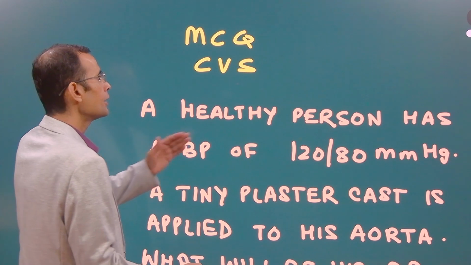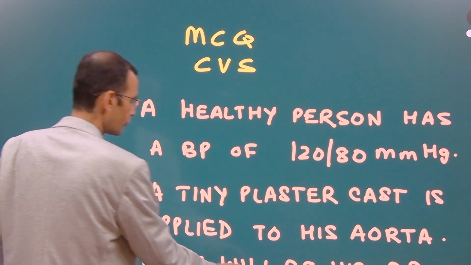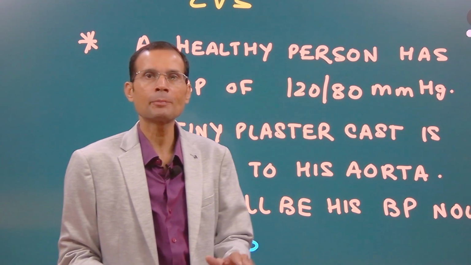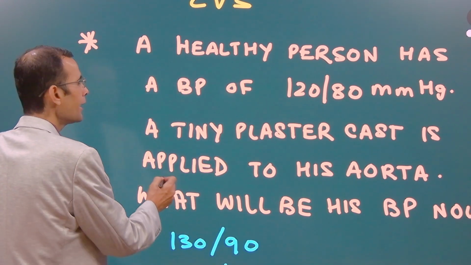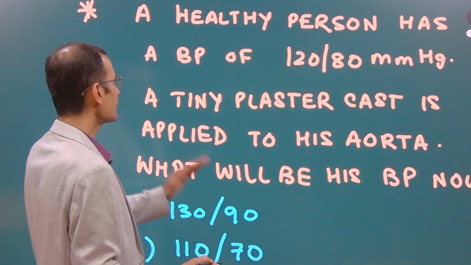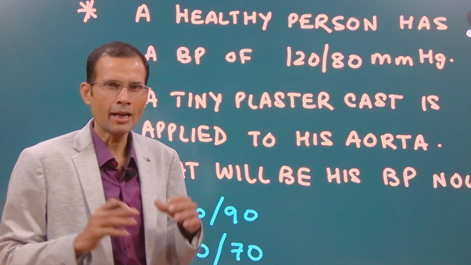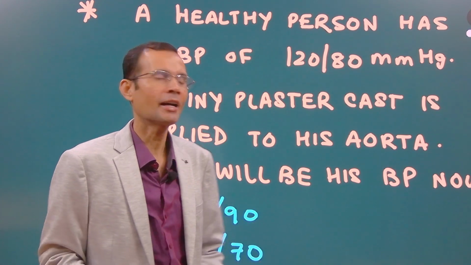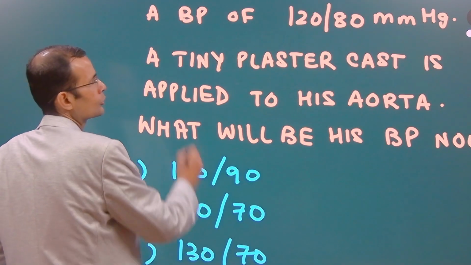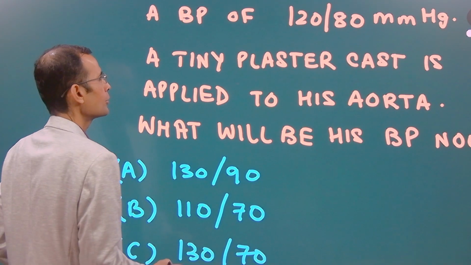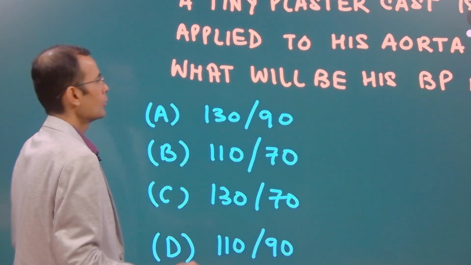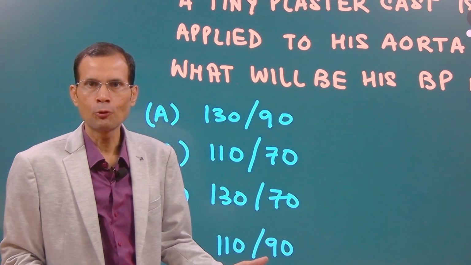A healthy person has a blood pressure of 120 by 80 mm of Hg. So baseline blood pressure is given, and then a tiny plaster cast is applied to his aorta. Now that's hypothetical, but we got to understand the concept behind it. What will be his blood pressure now? And they have given 4 options.